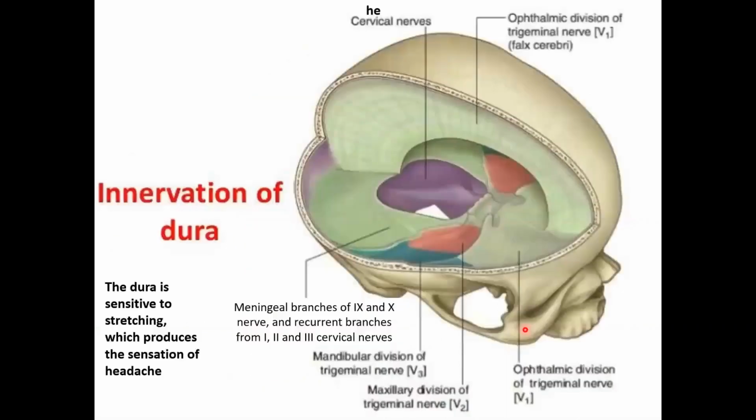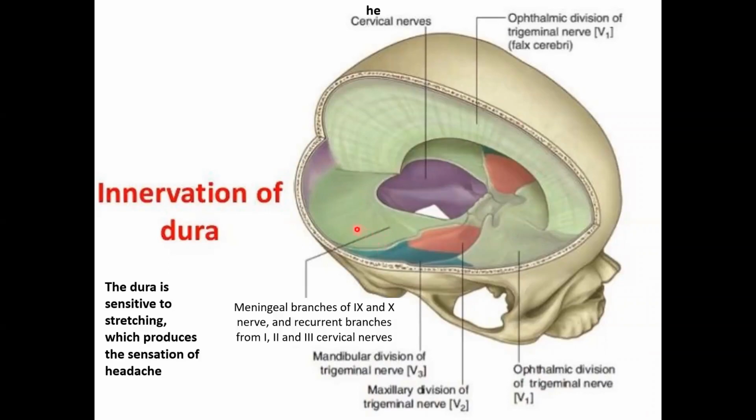Nerve supply of the dura mater is mainly by the divisions of the trigeminal nerve. In the anterior cranial fossa and over the vault of the skull, it receives the ophthalmic division of the trigeminal nerve, while in the middle cranial fossa nerve supply is by the maxillary and mandibular divisions. But in the posterior cranial fossa it will also receive nerve supply from the meningeal branches of the glossopharyngeal and vagus nerves, and also from the first, second and third cervical nerves. So during infections and inflammations of the dura mater, the pain will be referred along the divisions of the trigeminal nerve.